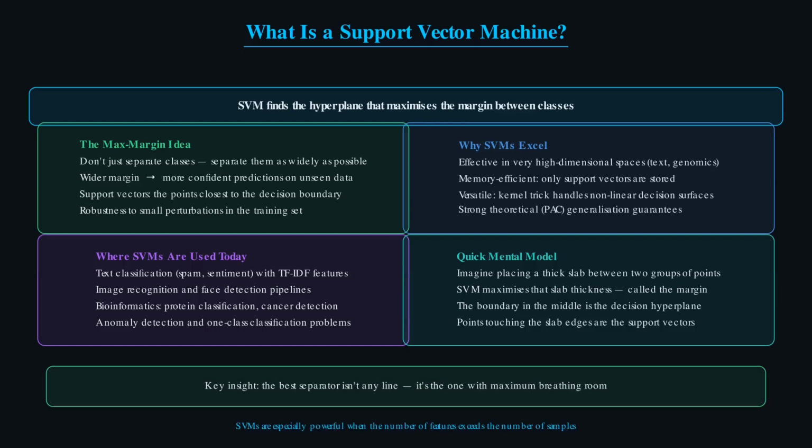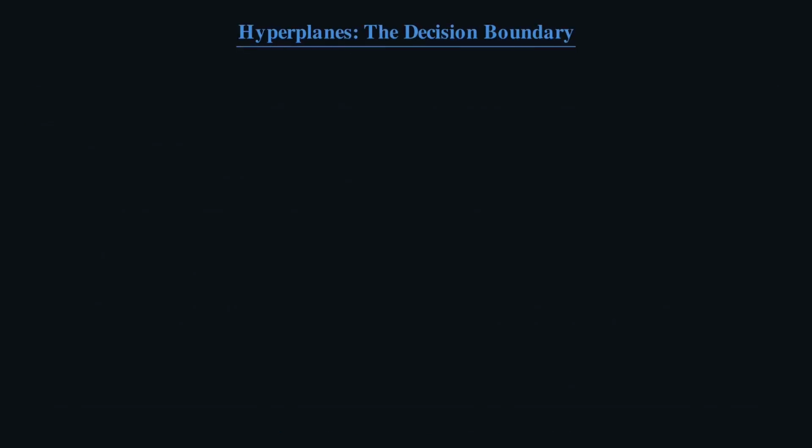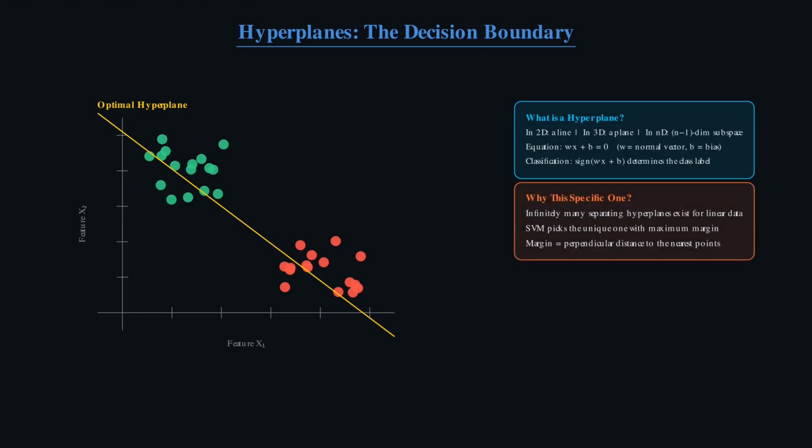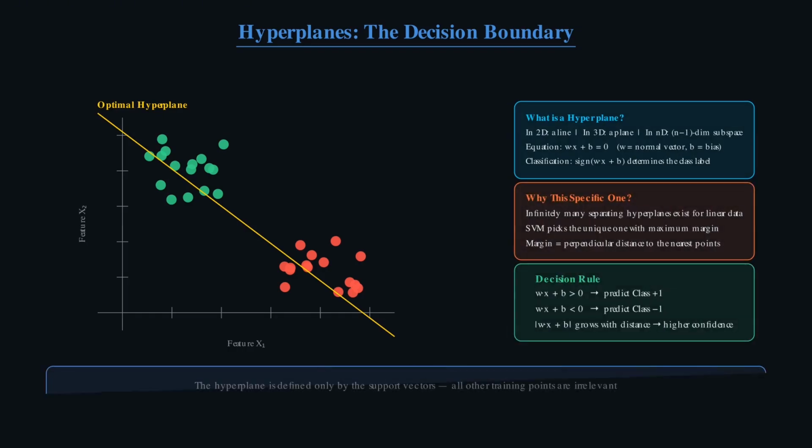A larger margin means better generalization. The model is more confident on unseen data. A wider margin doesn't just feel safer. It's mathematically proven to reduce generalization error. That one idea is the entire foundation of SVM.